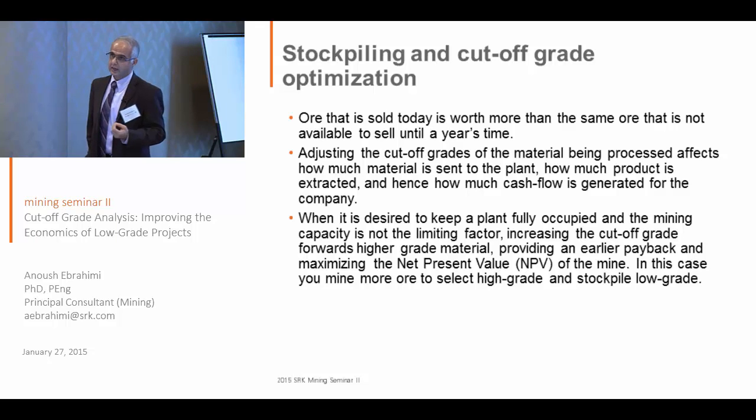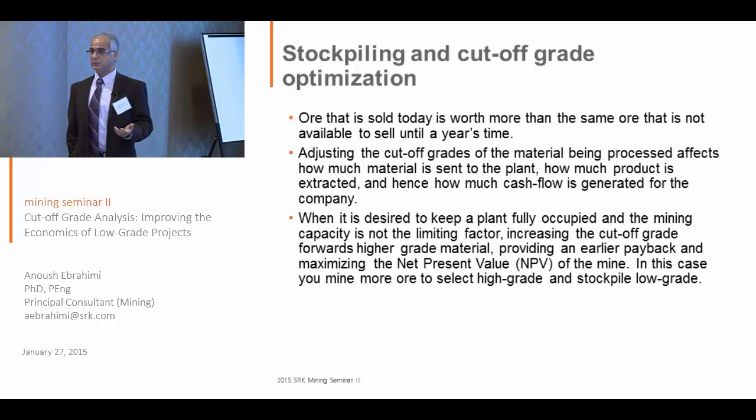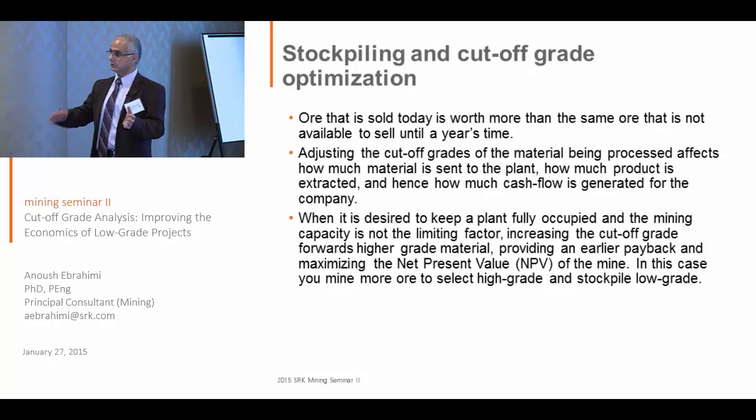Sometimes your mill is a small mill and cannot handle the ore that you produce in the mine. In that case, you have to be selective and send the better grades to the mill. And so the lower grade that is still above cutoff, you stockpile.